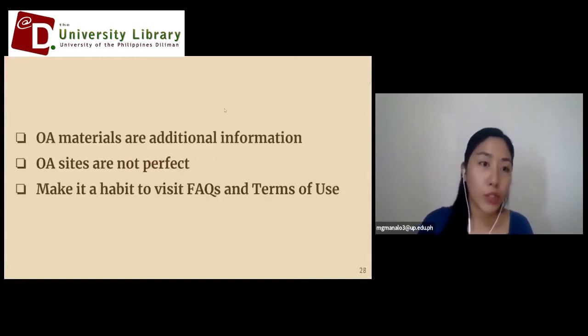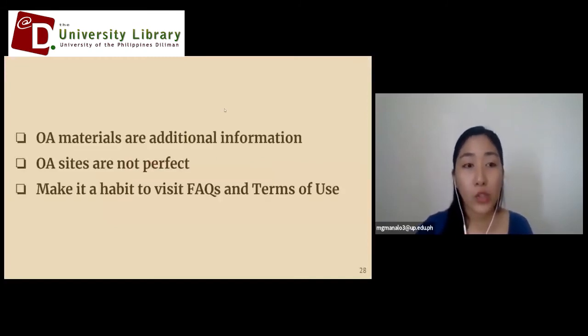So, some final words lang po. OA materials or open access materials are additional information. So, open access sites are not perfect. So, hindi niya tayo bibigyan ng automatic na full text content. So, pwedeng links lang yung maging available pero ida-direct niya tayo kung saan tayo makakakuha ng mga full text version of the material.